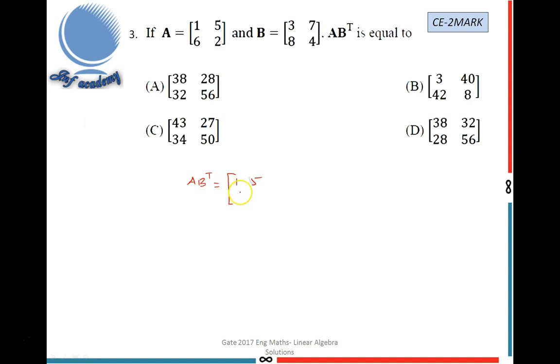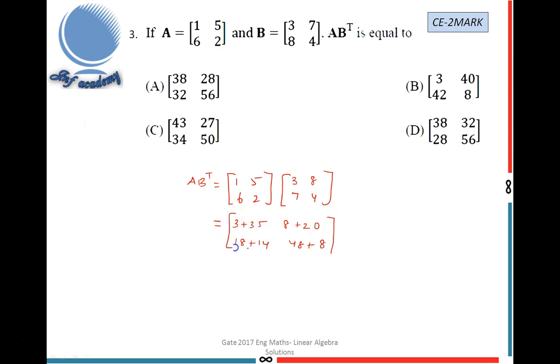A is 1, 5, 6, 2. B transpose: transpose means interchanging row and column. First row becomes first column, second row becomes second column. Multiplying these two matrices, these two are square matrices, so you can multiply. Multiplying we get 3 plus 35 for first row, first column, 8 plus 20 for first row, second column, 18 plus 14 for second row, first column, and 48 plus 8 for second row, second column.